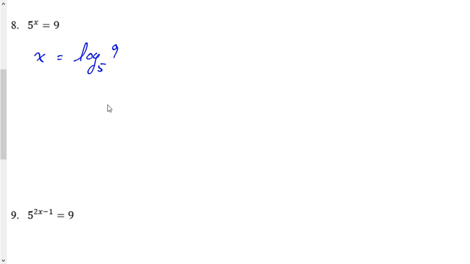Now, in the previous question, I showed that we could take the log base 10 of both sides. What I could have done as well would be to take the log base 5 of both sides. So what if I did log base 5 of 5 to the x? If I do log base 5 on the left, then I have to do log base 5 on the right side as well.